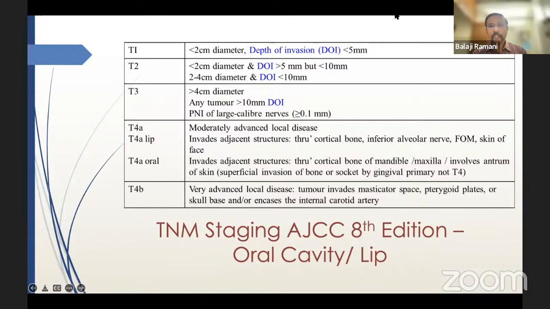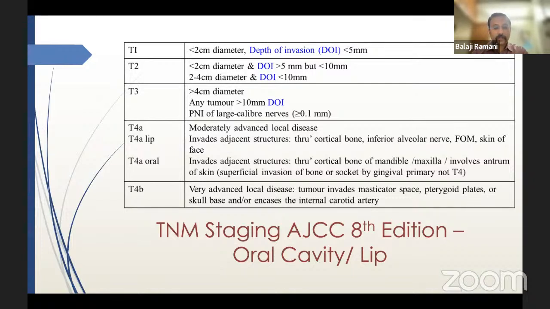So next, going on to the T staging. Now that we have talked about the N staging, let us talk about the T staging. This is again very similar to what you have to remember. So what is T1? All of us know this, less than or equal to 2. Again, let me be clear, don't forget the equal to: less than or equal to 2. Then you have your T2, which is more than 2 and less than or equal to 4. Then you have your T3, which is more than 4 centimeters. And T4 is going to be A, B, C, which is all local invasion.